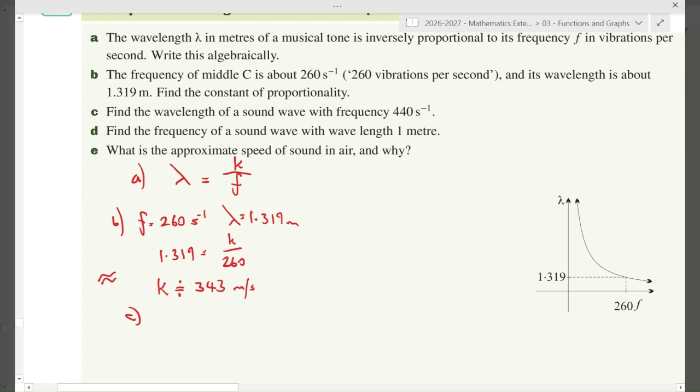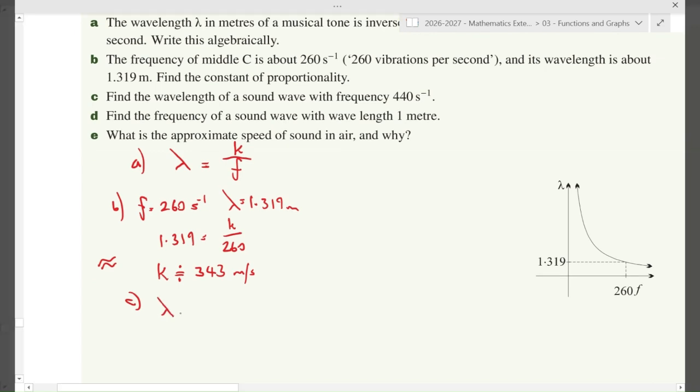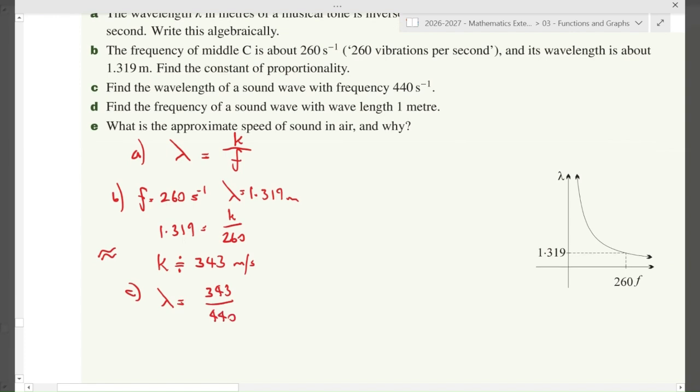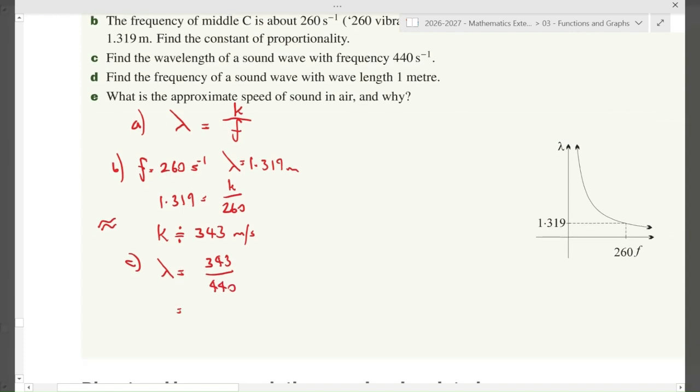Question C says find the wavelength. So what have you got to do to find the wavelength? You're trying to find lambda. But you already know that you've got 343 on there, and it's saying it has a frequency of 440. So you would chuck that in, and you would get lambda approximately equals 343 on 440, which is approximately 0.779.